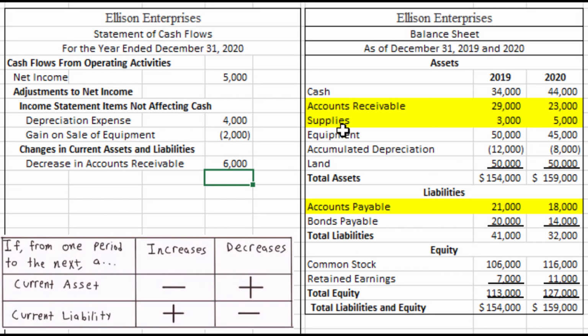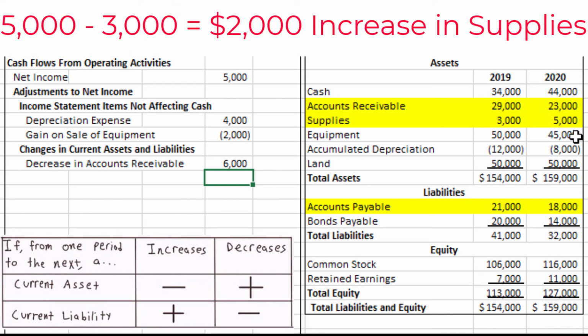Next we have supplies, which had a $3,000 balance in 2019 and a $5,000 balance in 2020. So that's a $2,000 increase from 2019 to 2020. So on the statement we will put increase in supplies. And since supplies are current assets, we're going to have to subtract that amount on the statement of cash flows based on our chart. So we will subtract $2,000.